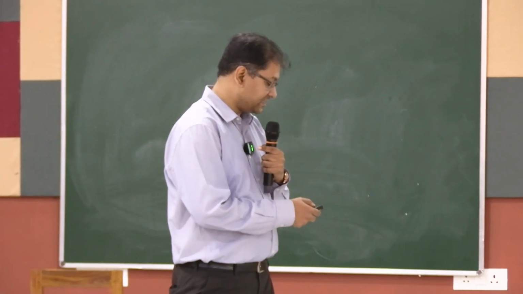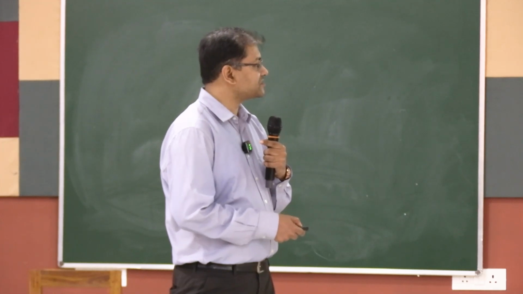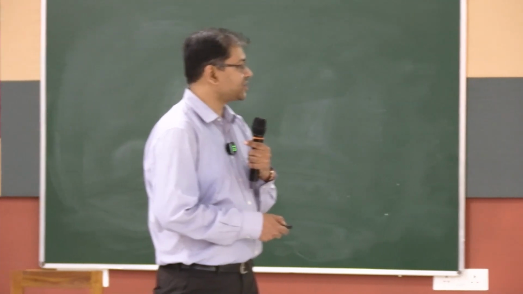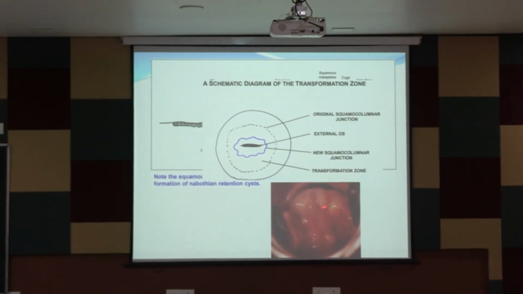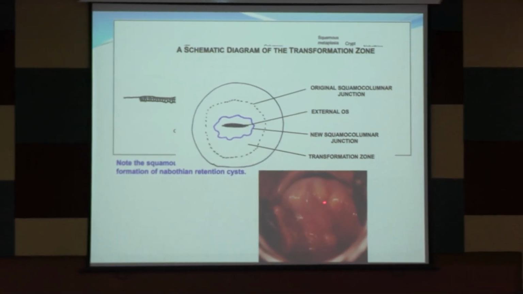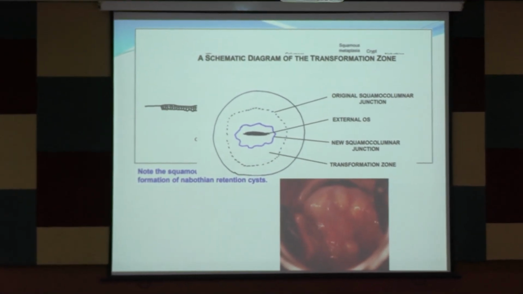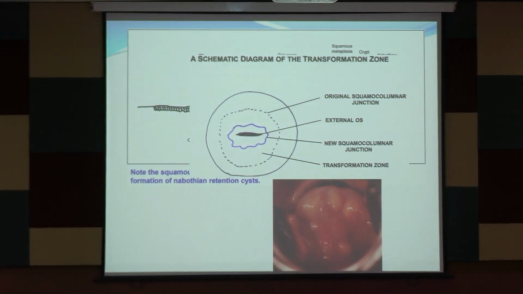As I said, these are Nabothian cysts. The original squamocolumnar junction was somewhere over here, whereas you can see this is the new squamocolumnar junction, the junction between the beefy red endocervix and the pale pink ectocervix. So the Nabothian cysts actually denote where the original squamocolumnar junction was. The area in between is the transformation zone. This is the new squamocolumnar junction. This is how it is denoted pictographically.